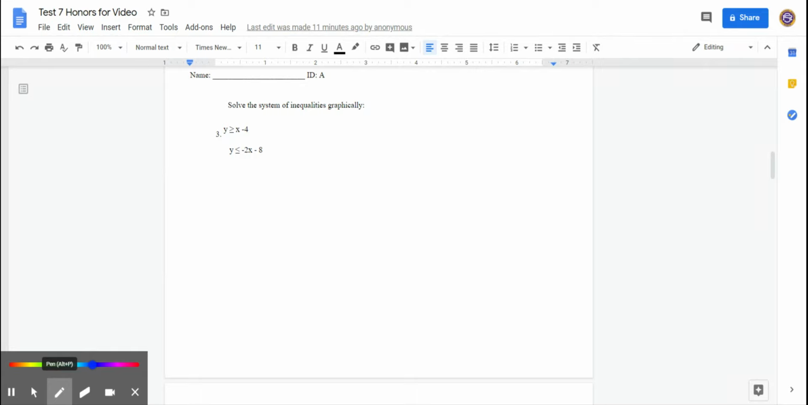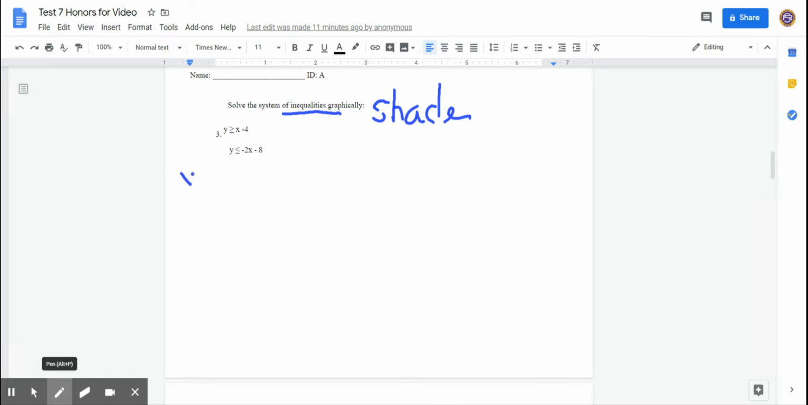All right, number 3. Now, what's the difference? Now you have an inequality. So as soon as you see that word inequality, you're thinking shade. All right, we're going to have to shade. So that first equation, y is greater than or equal to x minus 4. Already solved for y, so our slope is 1 and our b is negative 4. And then we have to decide it's greater than or equal to, so we have a solid line.